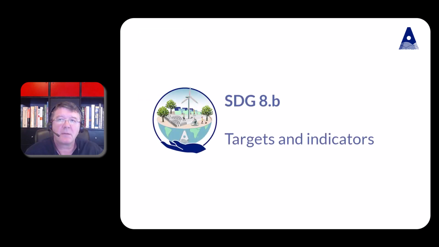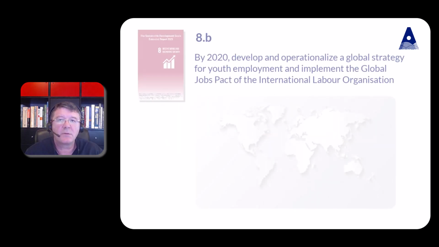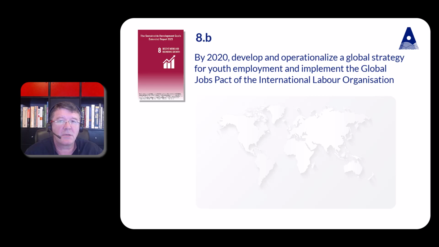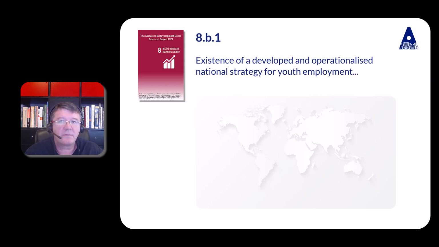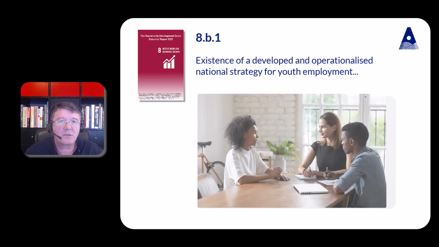The second of the enabling targets, Target 8B: by 2020, develop and operationalize a global strategy for youth employment and implement the Global Jobs Pact of the International Labour Organization. The indicator for this, 8B1, is the existence of a developed and operationalized national strategy for youth employment, as a distinct strategy or as part of a national employment strategy.